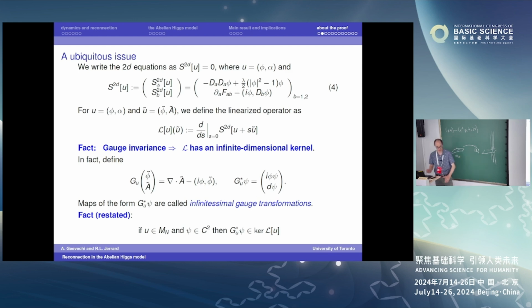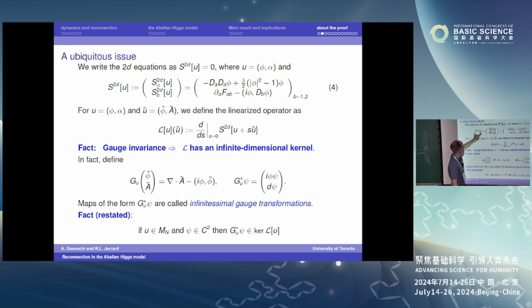Here's the issue that arises throughout the analysis. This is essentially the gauge issue. Let me write the equations in symbolic form. Sorry, these are the 2D equations. I'll write the equations in the form S2D equals 0, where S2D is exactly the operator whose quantities I want to vanish if the equation is satisfied. Okay, and then if I have a configuration U, which I'll think of as being a solution, and a perturbation U tilde, I can define the linearized operator at U acting on U tilde in this way. This is the natural definition of a linearized operator.